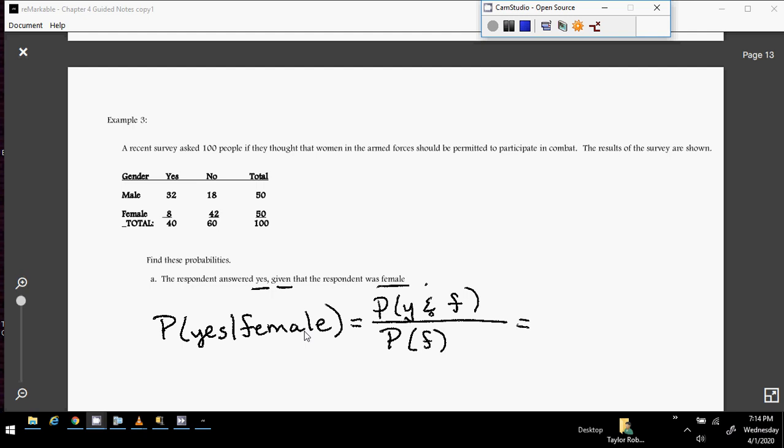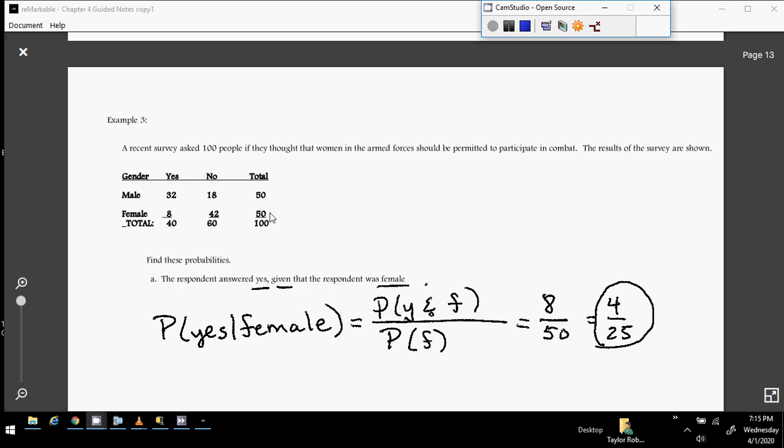So what we're going to do is look at our chart up here. So yes and female, that would be 8. See that? Yes and female would be 8. I'm going to put that right here. And then we're going to do our total for female is 50. So 8 and 42 gave me 50. So that's going to go on the bottom. So 8 out of 50, which is 4 out of 25. And that's your answer there.